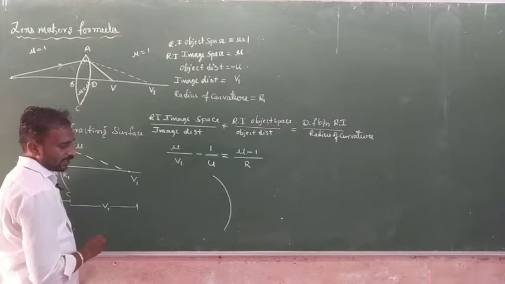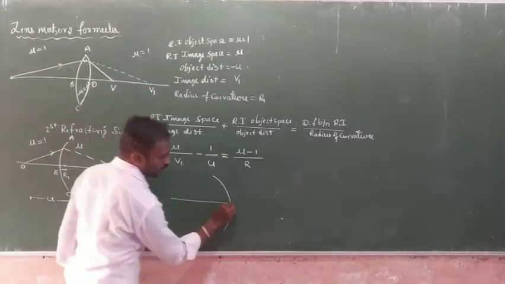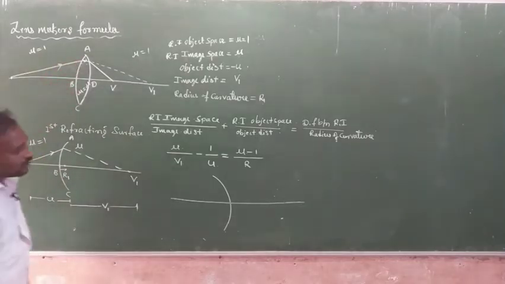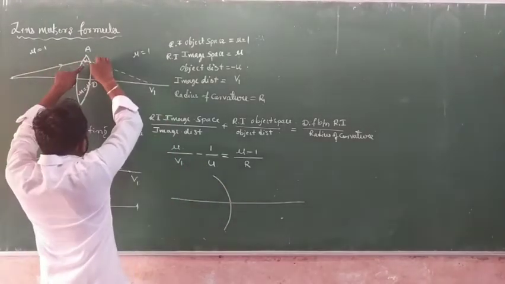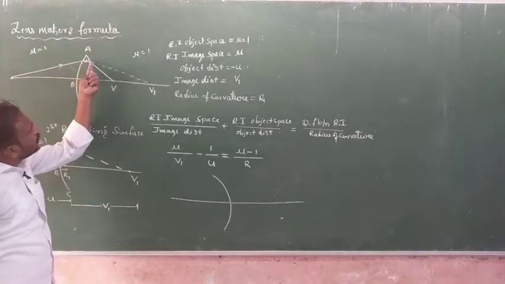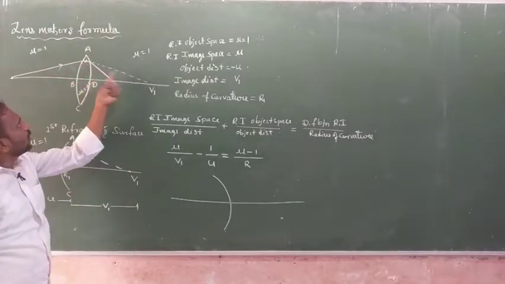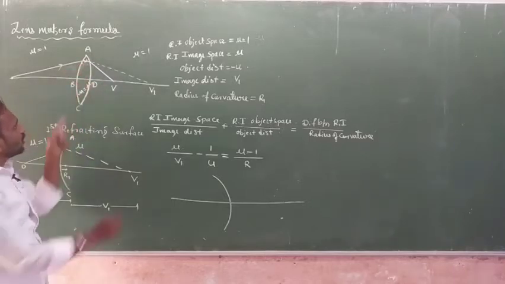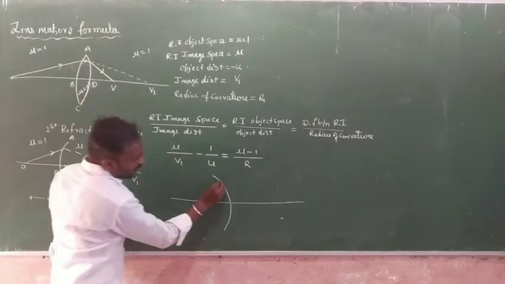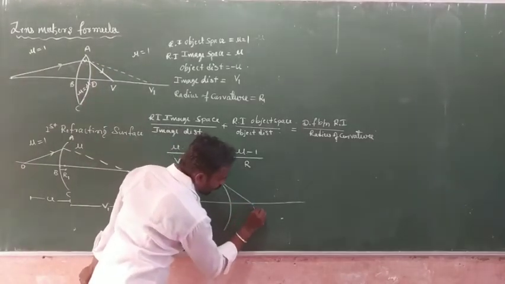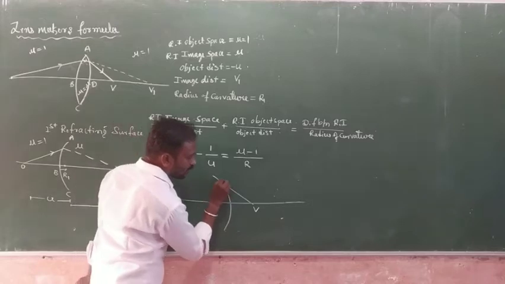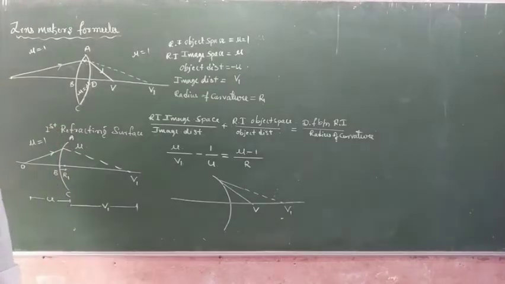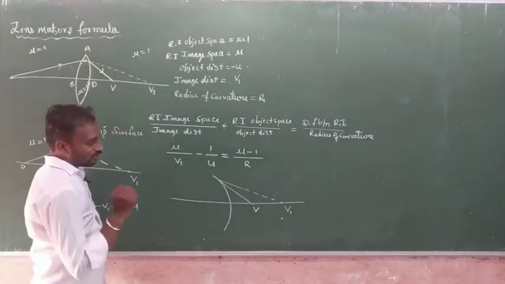This is the second surface, with the principal axis. In this diagram, this is the extended refracted ray for the first surface, and this is the refracted ray for the second surface. Here V is the actual image, and V1 we consider as the image for the first surface.